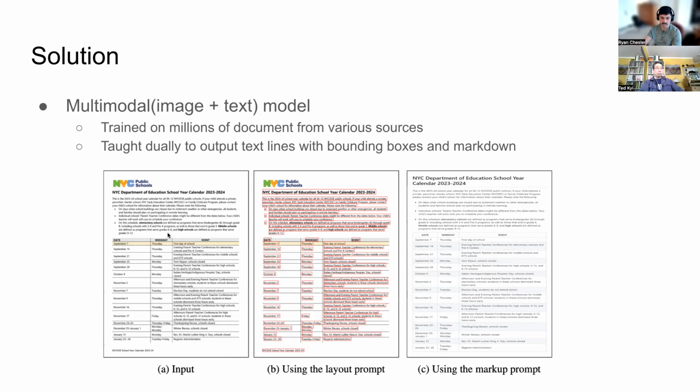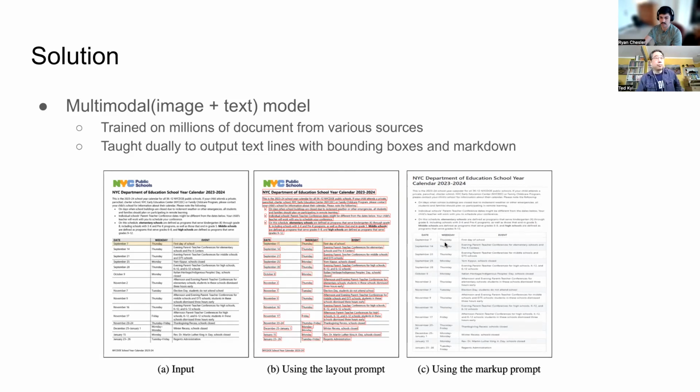So this is what you take in, this is what you get out, and it can do it in these two different formats. One of them is trying to be layout preserving, so it tries to extract lines of text and then the bounding box that corresponds to them. And then the other one is trying to output it directly as markup.